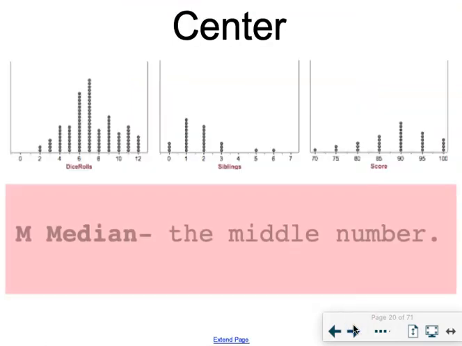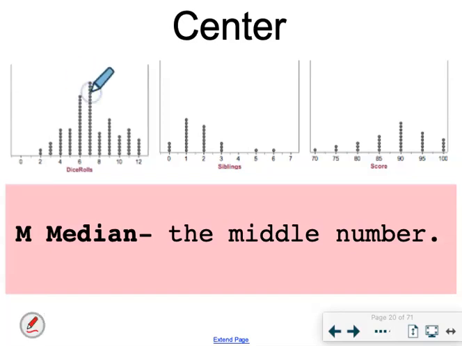The center is just the median, okay? So the median is the middle number, so we're looking for the middle of the data, okay? So when we're doing that, we know how to find the median from last chapter, and it's the first example that we went over today. How do you find the middle number? So in this one, the dice roll one, it looks like most of our data is in this column right here. So maybe the median is at 7.